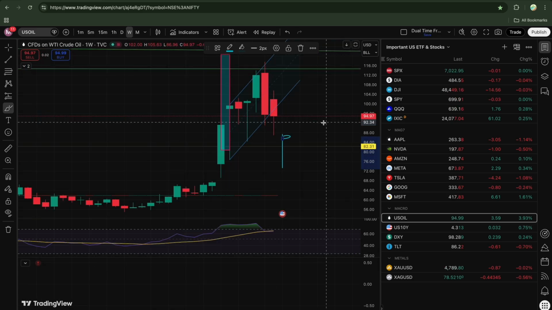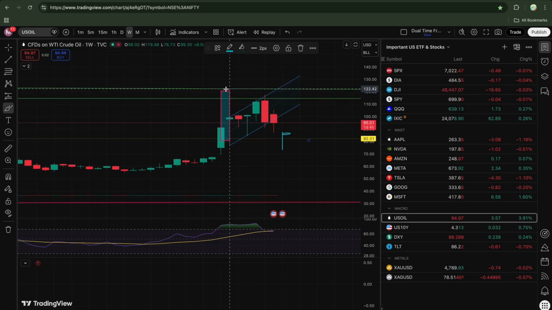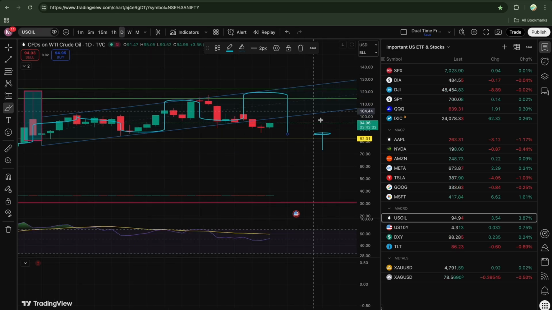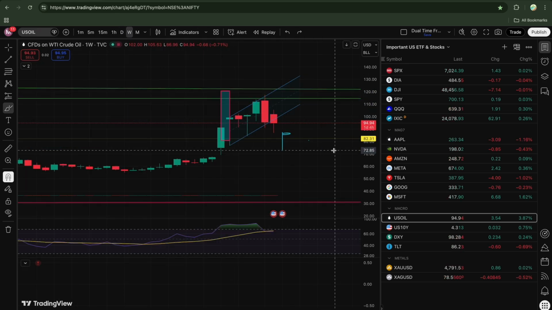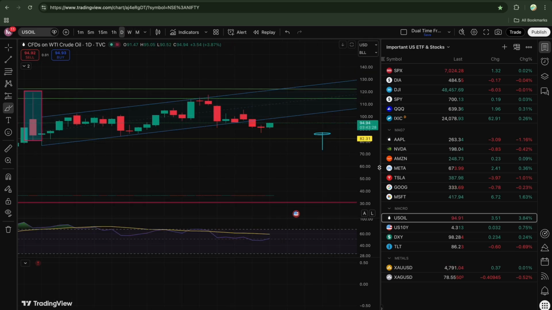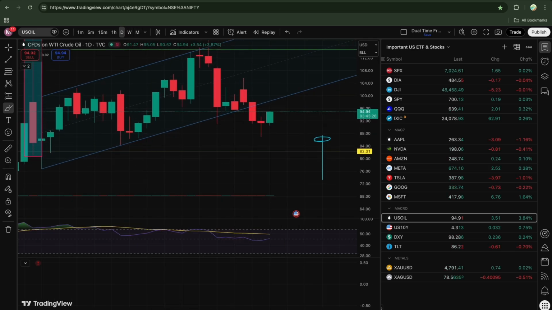So let us zoom out a little bit first. Okay, so here you can see that this is like a bear flag pattern, and in this bear flag there is a sharp down move and then there is some sideways chop inside this channel before breaking down. Okay, so if I zoom into the chart a little bit, we can see that there is a breakdown in the oil chart.